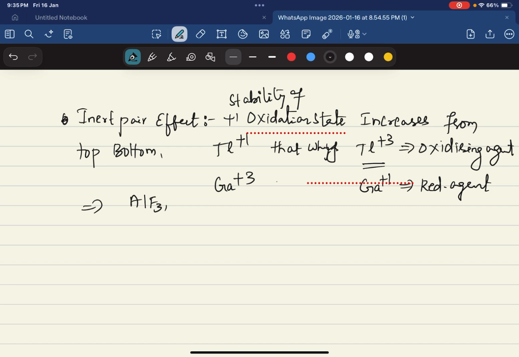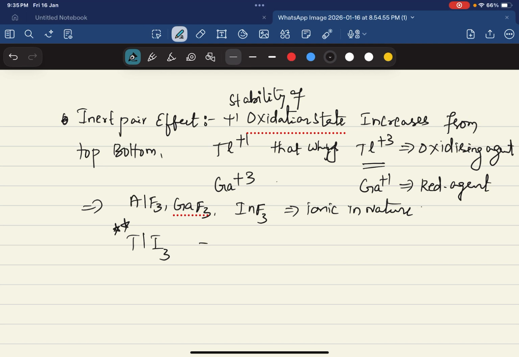AlF3, GaF3, InF3 are ionic in nature. TlI3, very important point. It exists as Tl +1, I3 -1. Very very important, it's not Tl +3 and 3I minus. Here also Tl is more stable with +1, not with +3. That is also due to the inert pair effect. TlI also forms. Here the oxidation state is Tl +1, I -1.